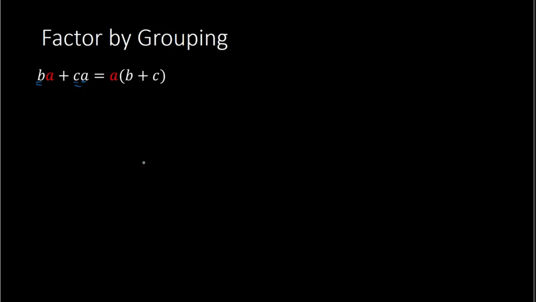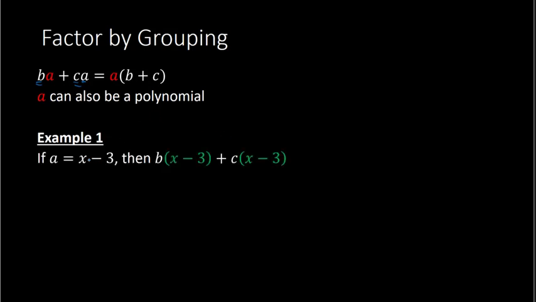Now the letter A could also be a polynomial. So example 1, we have A equals x minus 3. So instead of B times A and C times A, we have B times x minus 3 and C times x minus 3. Well, notice they both have an x minus 3 in common, x minus 3 here and here. So what that means is that I can pull that out.